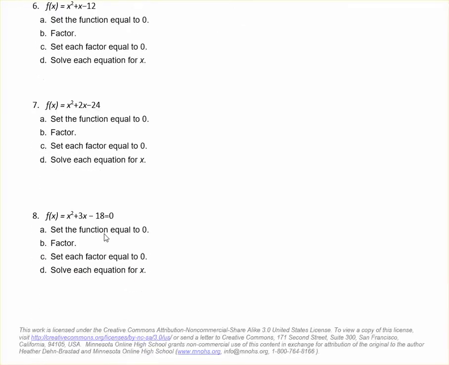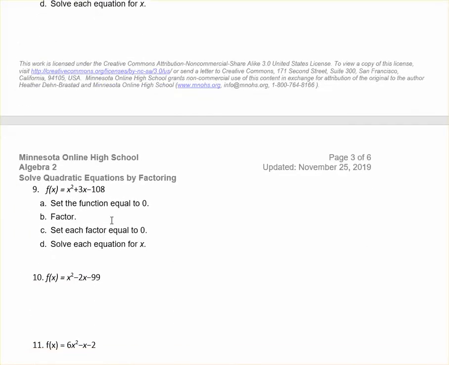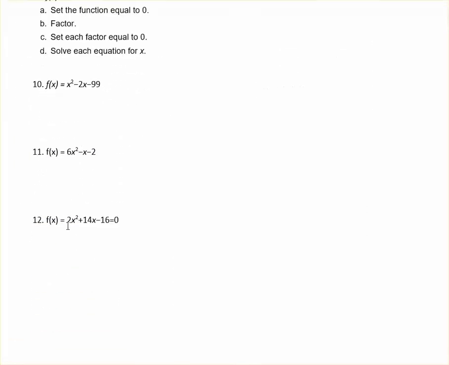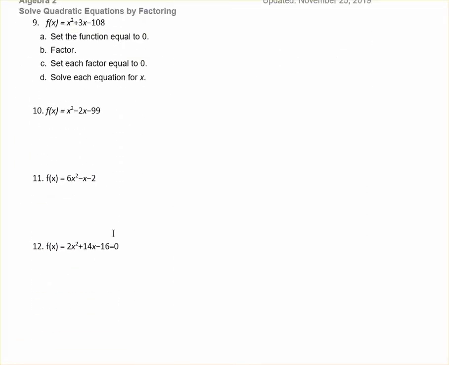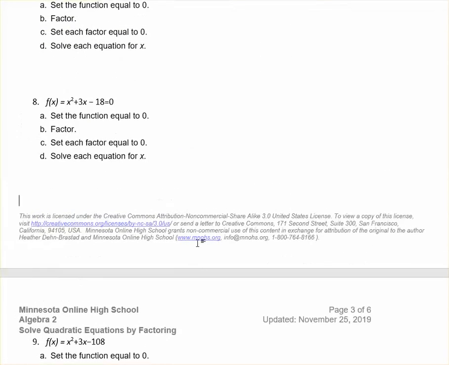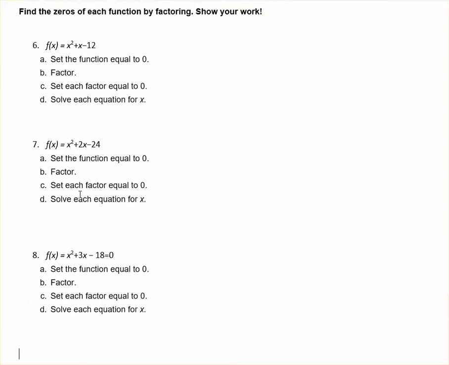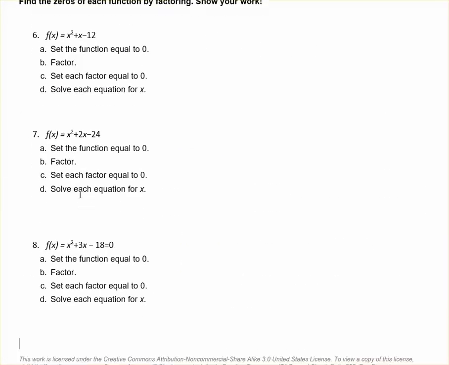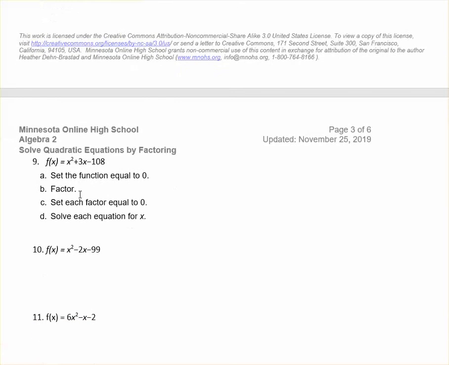On 6, 7, 8, and 9, I have the steps written down. I didn't write the steps down for 10, 11, and 12, but you're still going to do each of those steps. So if you want to copy and paste the steps to help you remember, you can. Let's look at number 9. So our first step is to set the function equal to 0. So write the side with the x squared plus 3x minus 108 equal to 0.